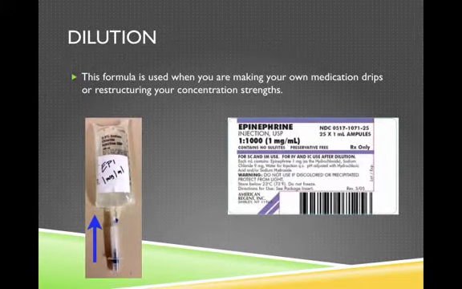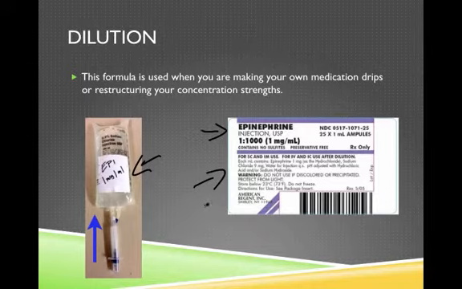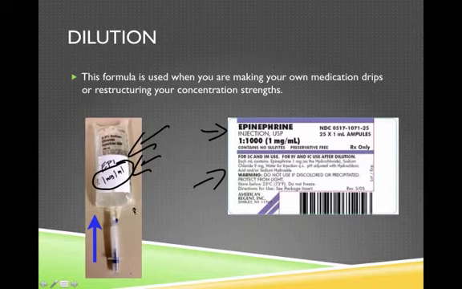Dilution. This formula is used when you're making your own medication drip. An example of this would be a custom epinephrine drip, where by using the concentrated version of it, you could easily mix your own dilutions. You have to have a few known facts though. Either you need to know how much drug you have on hand, then you can figure out how much fluid you would have to put it into, or figure out the new concentration strength that you want.